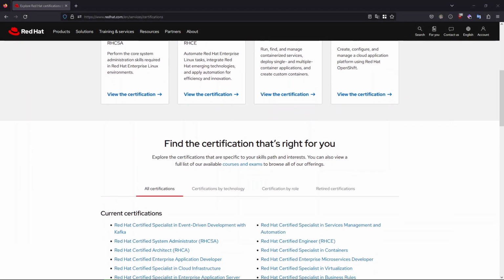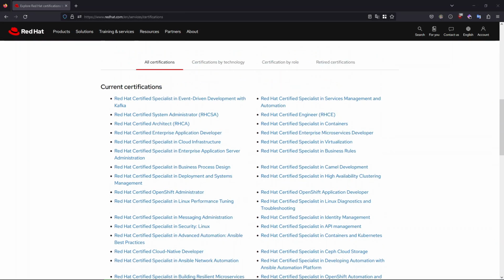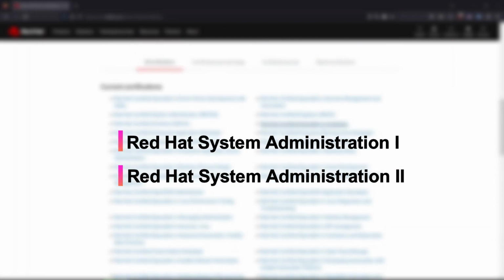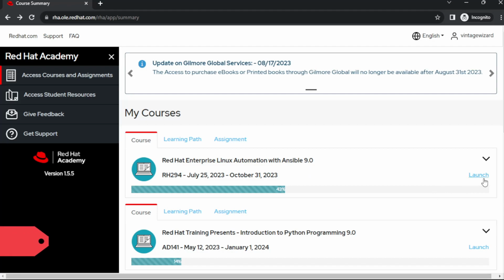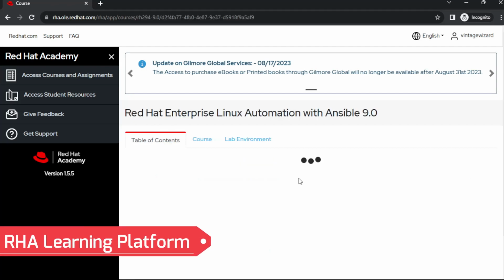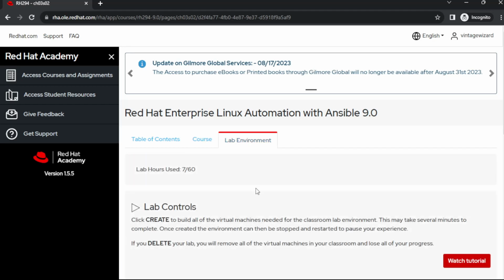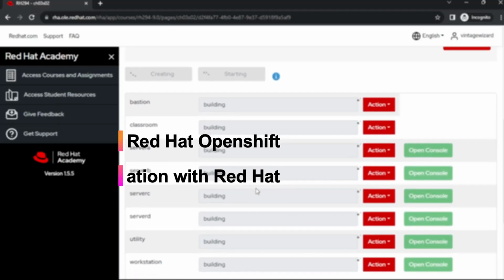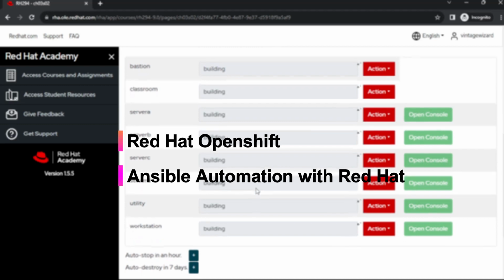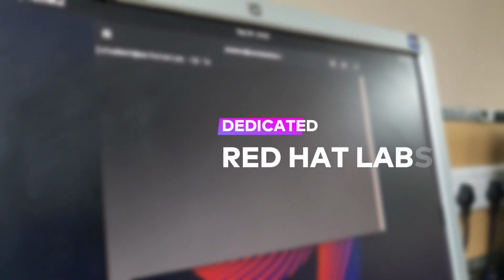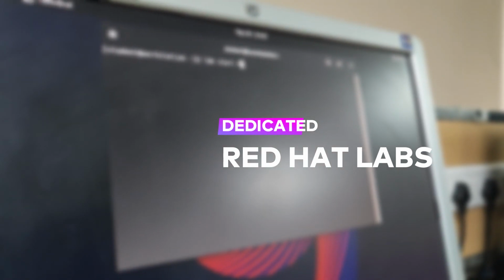Through its learning portal, Red Hat Academy provides various courses such as Red Hat System Administration 1 and Red Hat System Administration 2. From the beginning, Red Hat has focused on Linux and cloud services for the enterprise level, and with courses such as automation with Ansible and OpenShift and containers, Red Hat Academy students can advance their skills in this domain. Learning these courses requires dedicated lab environments.